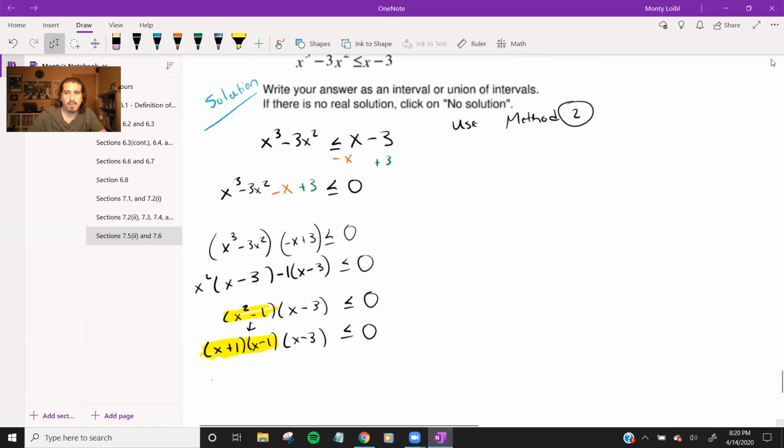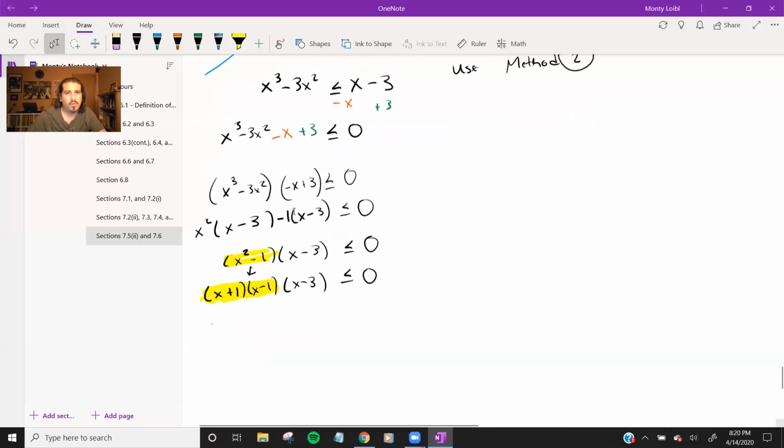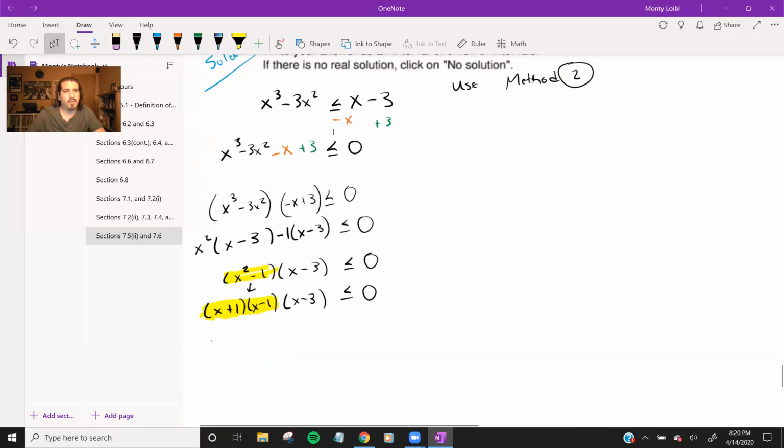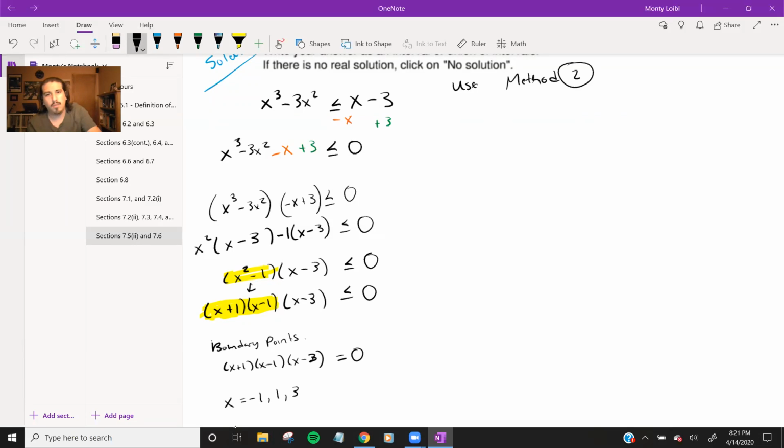Right, now our boundary points are the values in which this is going to be 0, right? So what that means is our boundary points are when x plus 1, x minus 1, x minus 3, when this right here is equal to 0, right? So our boundary points are going to be -1, 1, and 3, right? Again, use the zero product property. That is how you find them.